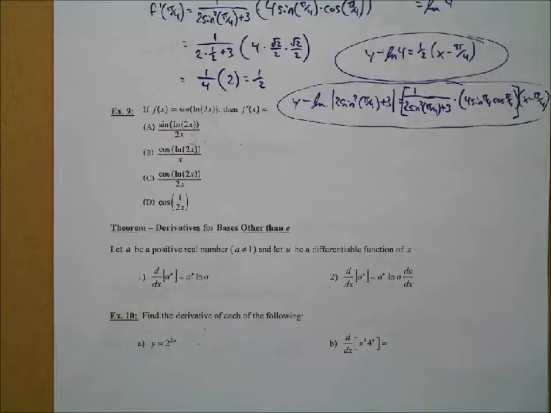Wait, I see. Oh, it's the derivative of what was inside. What was inside was 2x. You're almost there. And then simplify.